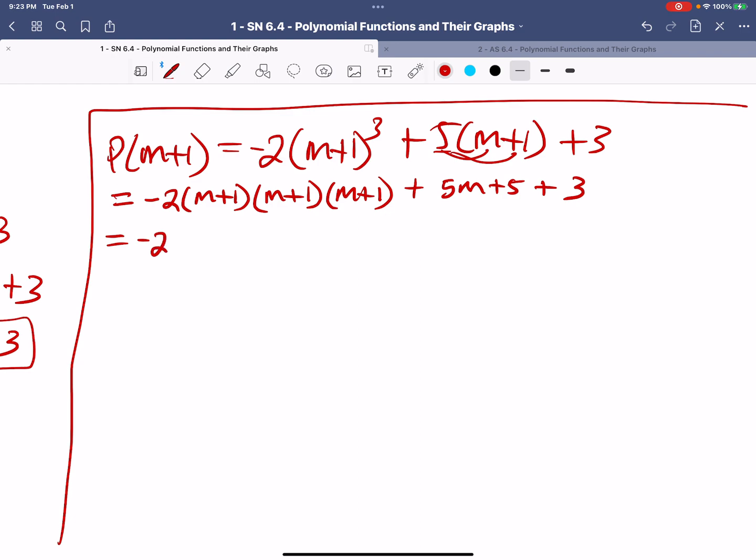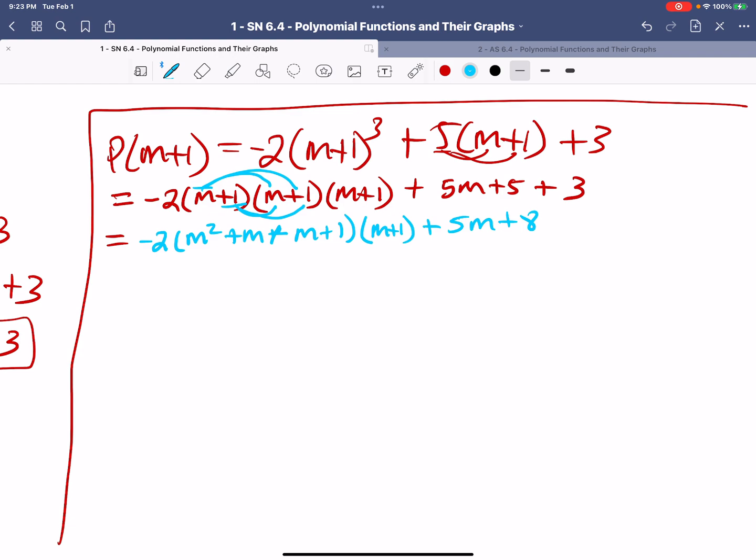So negative 2, what we're going to do, let me get a different color here. Let's grab the blue. So this is going to be negative 2, and this is going to FOIL. I'm going to go m times m is m squared. m times 1 is m. And 1 times m is m. And 1 times 1 is 1. Now that's the first two. I still have my m plus 1 over here. And then on the outside, I'm going to go 5m plus 8.